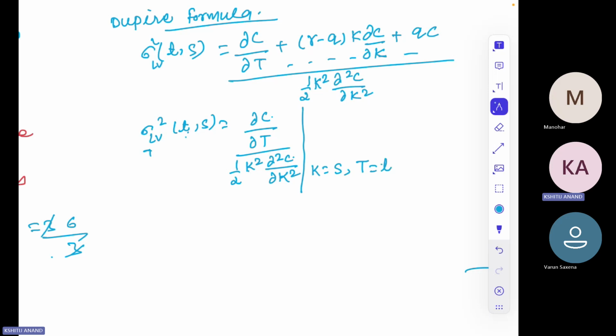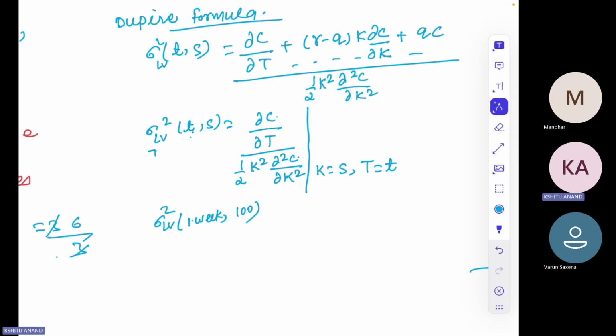Okay. So let us say you want to know sigma LV for 1 week and S is equal to 100. So what you will be doing to find this sigma is take that call option. There will be multiple call options, please remember. Take that call option which has K equal to 100 and T equal to 1 week.